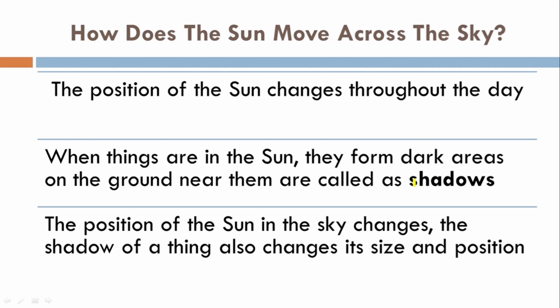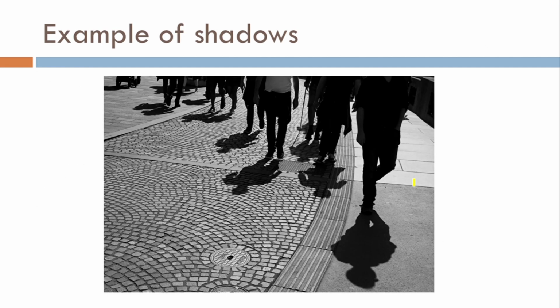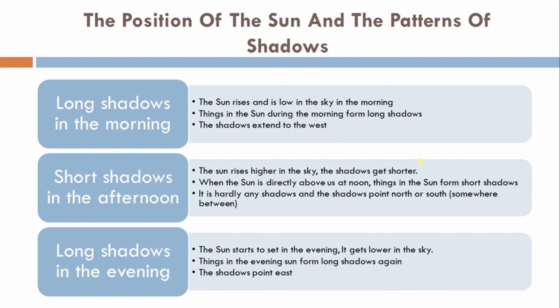And did you know? Because the position of the sun in the sky changes, automatically the shadows of a thing also change in size and position. So the positions and the pattern of the shadows will be influenced because of that. Here is an example of shadows, and I believe you have seen this every day when you get sunlight. Next, this is the explanation about the position of the sun and the patterns of shadows.